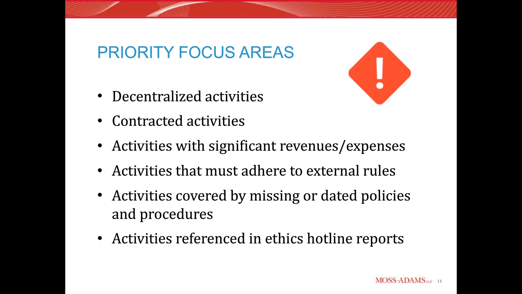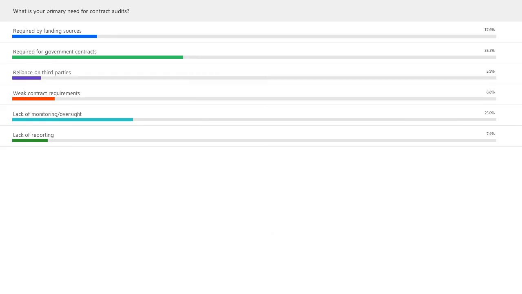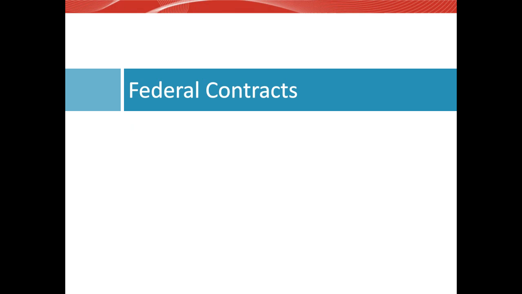And again, we'll give it a few seconds here to get your responses in. So let's see what we've got. About 50% required. Really no surprise there. Reliance on third parties, about 6%, 9% weak contract requirements. Oops, sorry, skipped ahead instead of scrolling down. Lack of monitoring and oversight, 25%. Lack of reporting. And I'm sure if we'd given you the option of all of the above, that would have probably been the largest selection made.